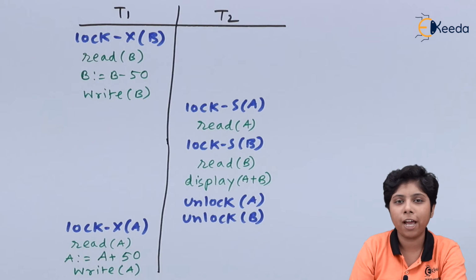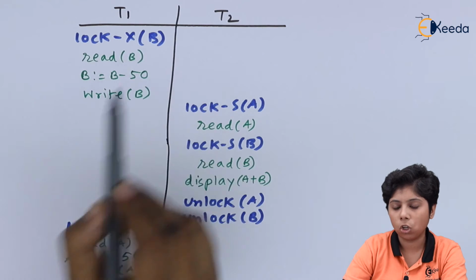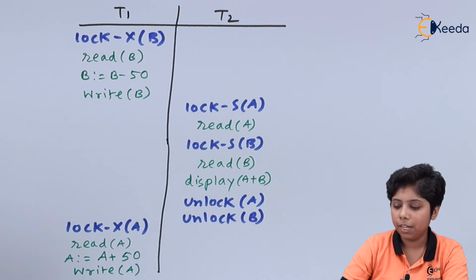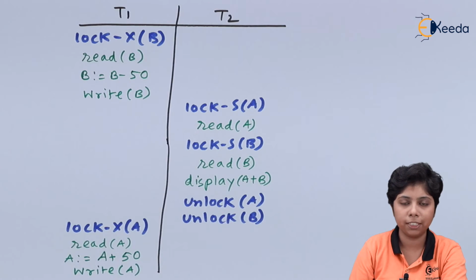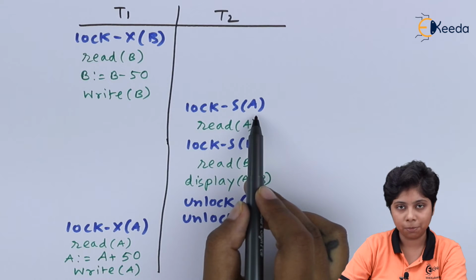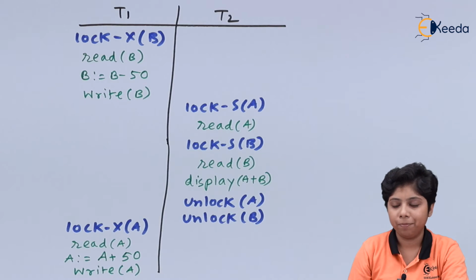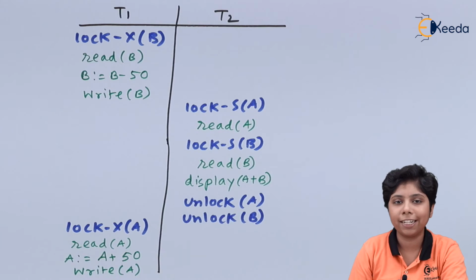Now, let us see what happens in this schedule. First, we are acquiring an exclusive lock on this data item B. Now we are reading B, updating the value of B, and then writing B. Now we want to acquire a shared lock on data item A and read the item A. Now again we want to acquire a shared lock on B.